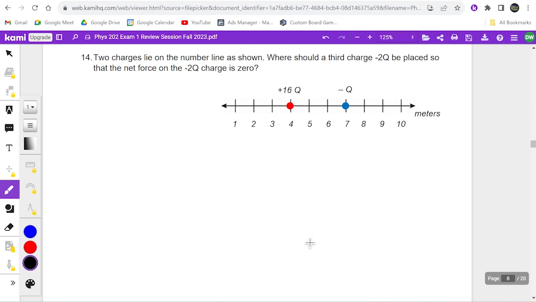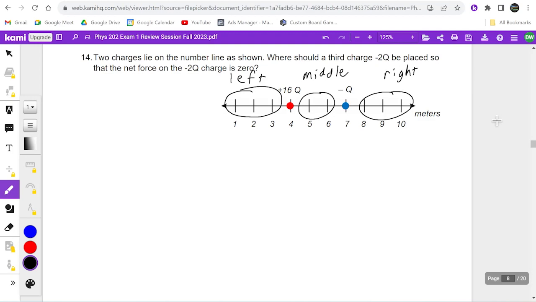And this would be a separate question I am going to ask you, the audience. I want to know, will the negative 2q go on the left side? Will it go in the middle? Or will it go on the right side? Who thinks they know where it will go?